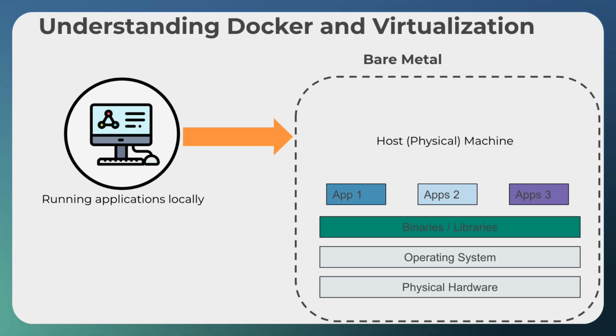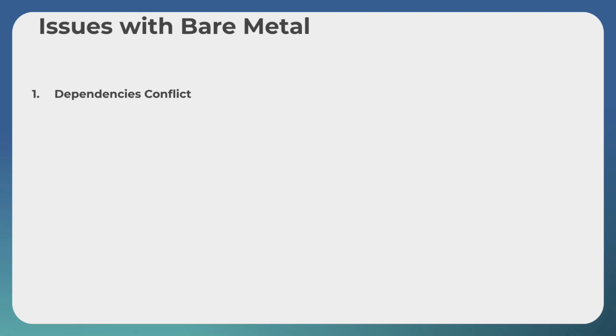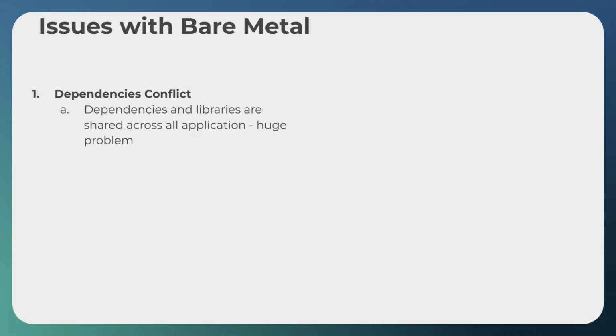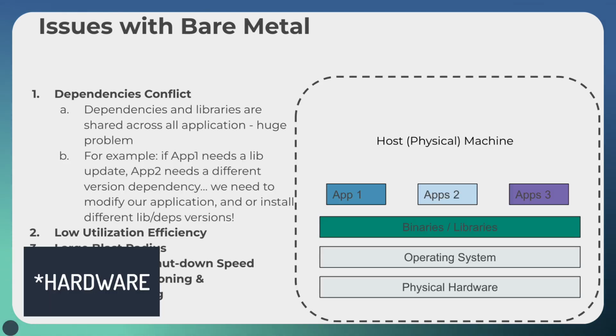Now, even though this is acceptable, this is how we run our applications on our machine and it's fine, there are some issues with the bare metal way of running applications. First of all, there are issues with dependency conflicts. There's a term called dependency hell. What this means is that the dependencies and libraries have to be shared across all applications when the applications are running, which is problematic. For example, let me go through so I can show you everything.